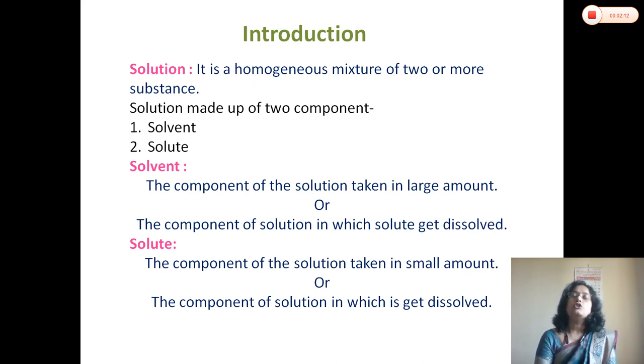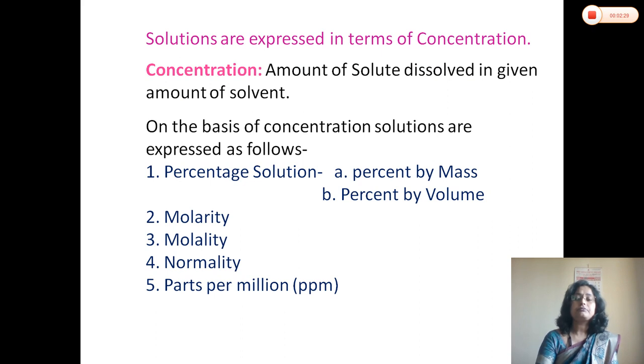So that's why a solution is a homogeneous mixture of two or more substances, where the solvent is one component and you can dissolve one, two or more different solutes into the solvent to prepare a solution of variable composition. Now, how can we express the composition of the solution? Solutions are expressed in terms of concentration.